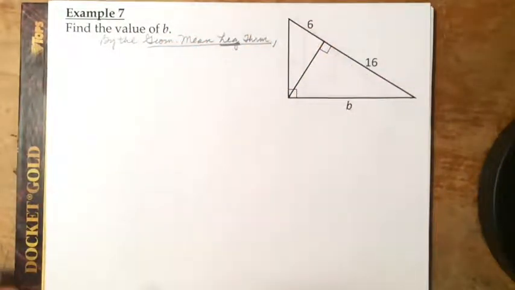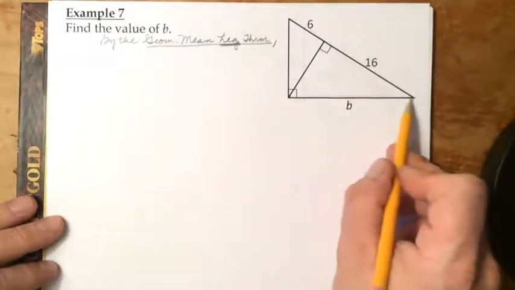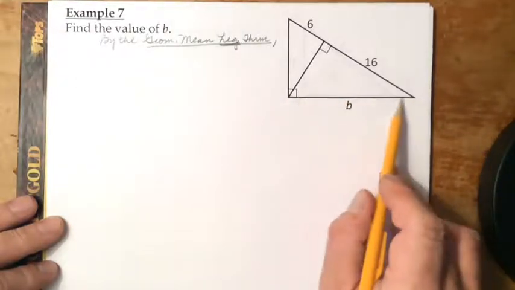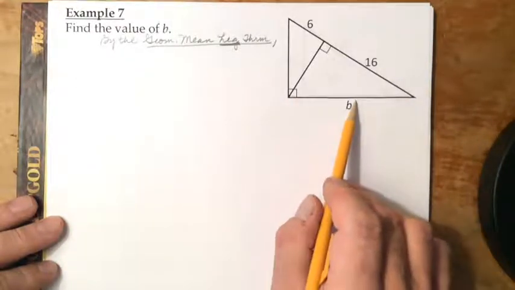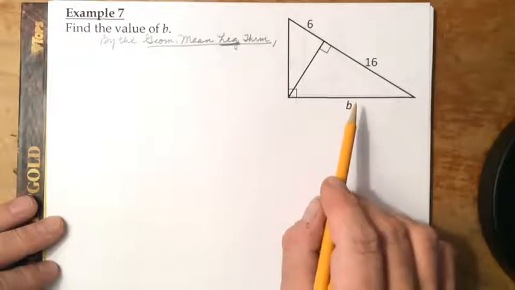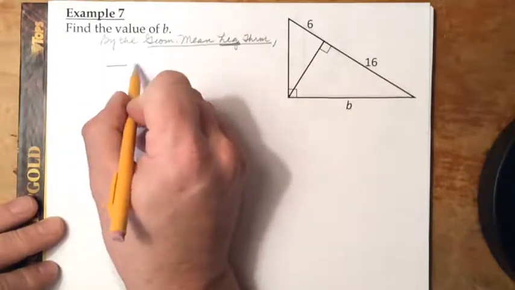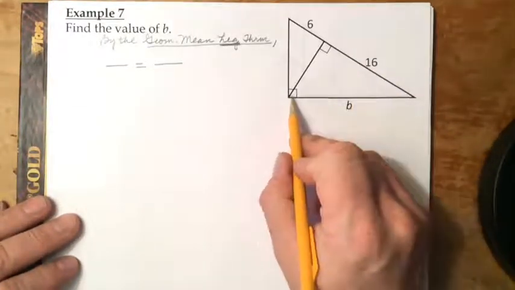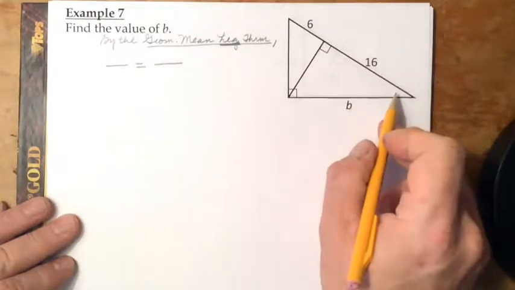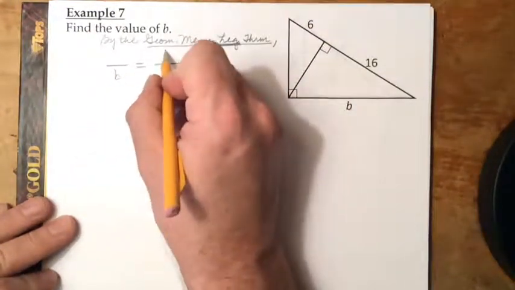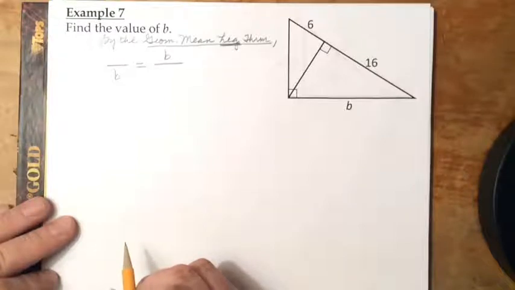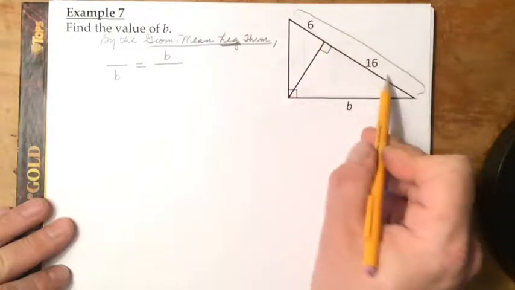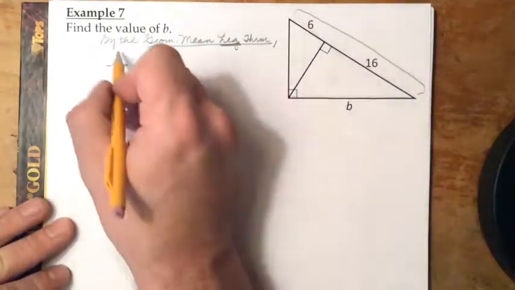Now there's 2 ways we can do this. We can do it one way when we've got one leg, and the other way when we've got the other leg. Since we have this leg, we're going to have to be mindful of the parts that we use in the proportion. So what this theorem says basically is that it creates a proportion where that leg of a large right triangle is the geometric mean of the hypotenuse of the largest triangle, which would be 6 plus 16, this whole hypotenuse.